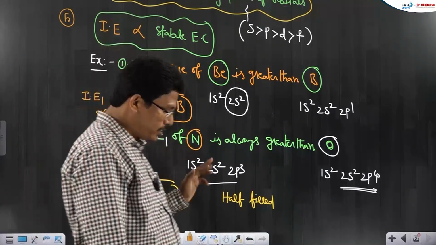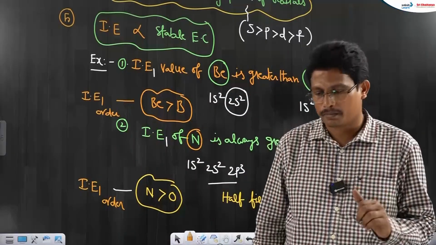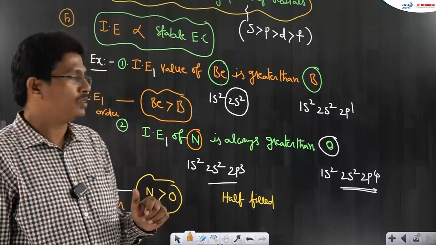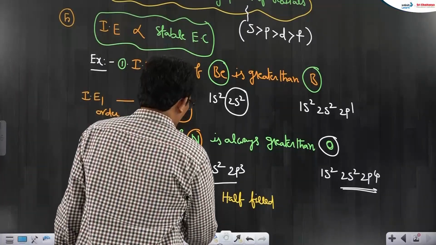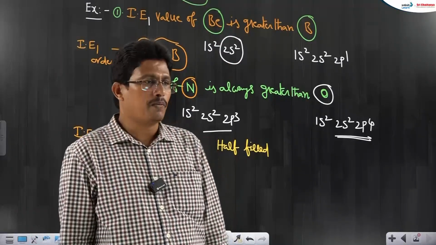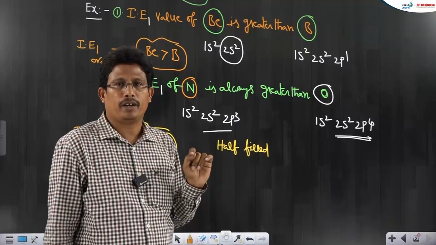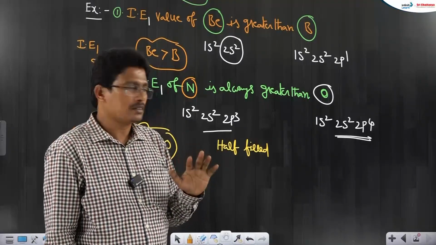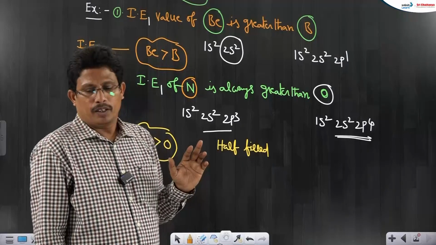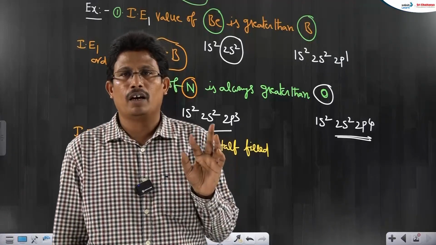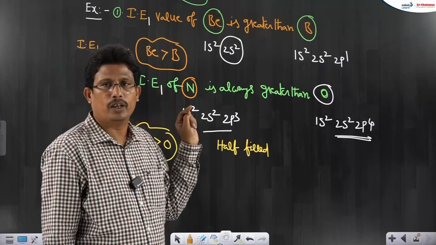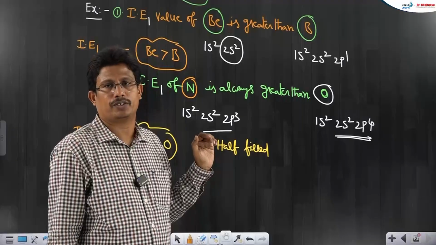Similarly, in third period elements also two exceptional cases are there. Magnesium and aluminium, phosphorus and sulfur. Magnesium greater than aluminium, phosphorus greater than sulfur. Same reason, stable electronic configuration. Okay, here IP values of elements are mainly influenced by 5 factors. The important factors are effective nuclear charge and stable electronic configuration.